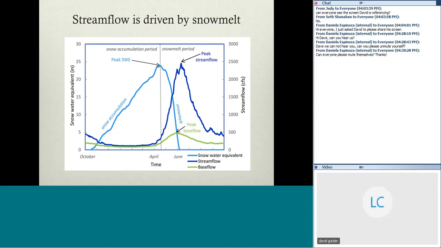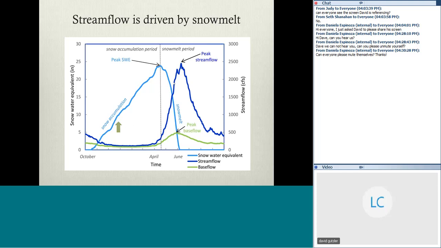Here's a simple plot showing, first of all, the seasonal accumulation of snowpack through the year, starting in October. That's the light blue line. Generally, the peak occurs sometime in April, and then the snow starts to melt, and that's when streamflow starts to come up, shown by the dark blue line. So the streamflow responds very directly to snowmelt. Snowmelt is the driving hydrologic force in the watershed, at least in the upper part of the watershed.